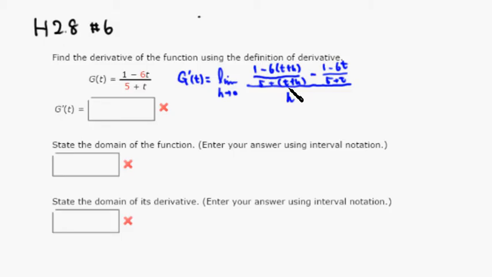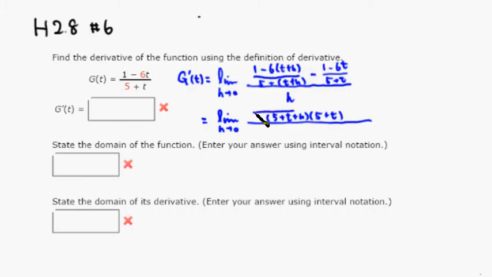Then we take the common denominator. So this is going to be the limit as h approaches 0. The common denominator is just the product of the denominators. So we put (5 plus t plus h) times (5 plus t).